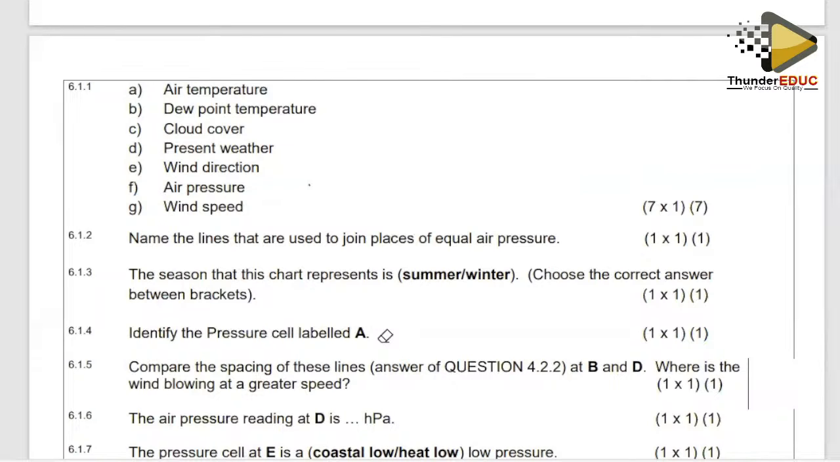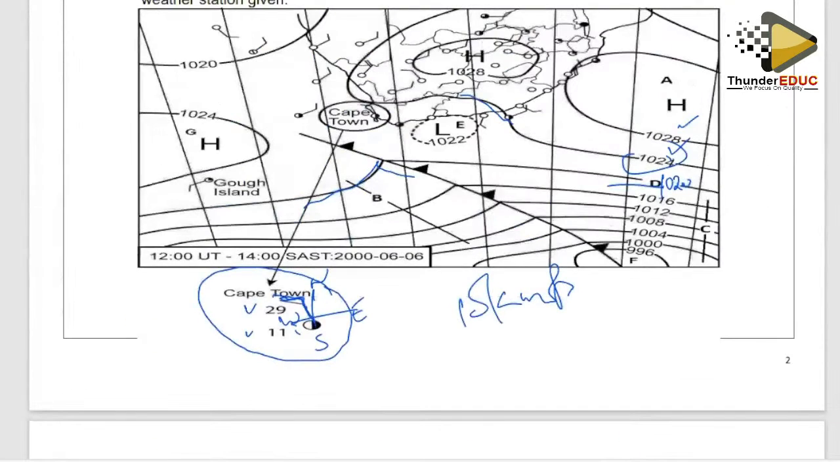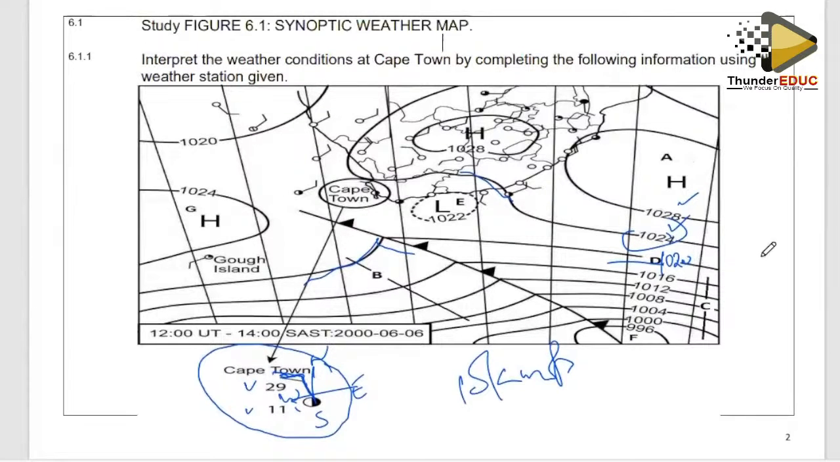Name the lines that are used to join places of equal air pressure. We have talked about that. That is an isobar, according to our previous discussion. Then the season that this chart represents, is it summer or winter? Let's look at the justification of whether it's a winter map or a summer map.